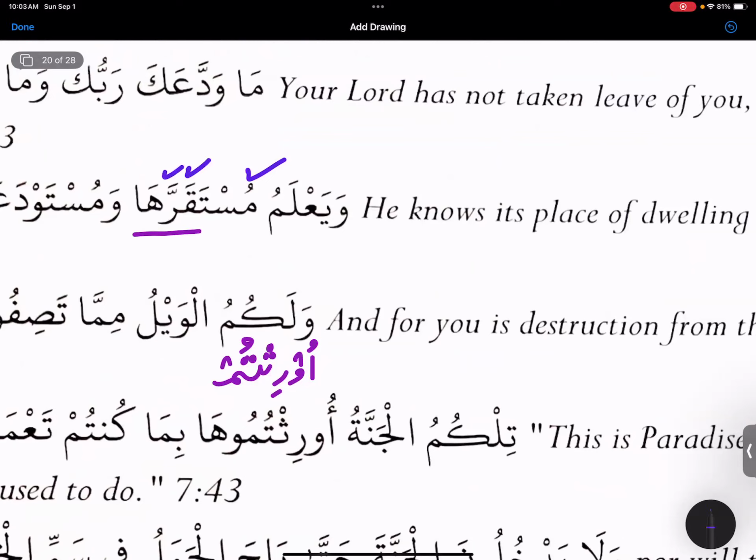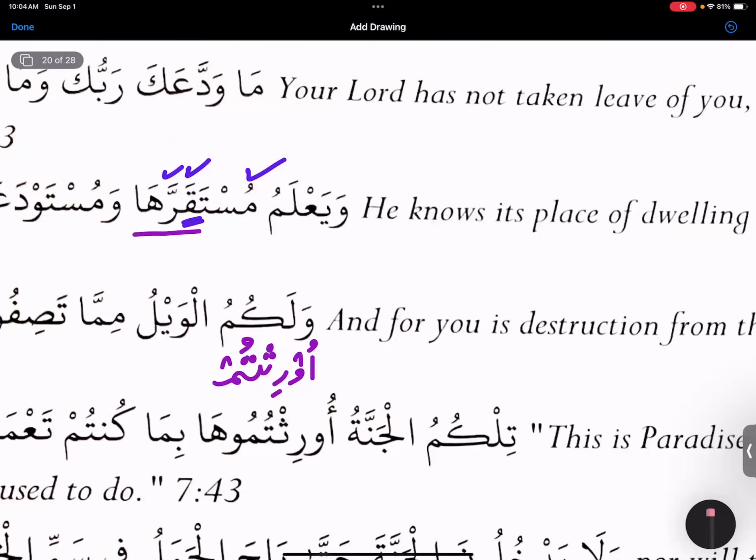Mustaqarra, and then basically now for our ism fa'il or ism maf'ul, right? We used to see the third root letter, the middle root letter, but in this case we're going to look at this kaf. Kaf has a fatha, so now we're going to say this is ism maf'ul. If it is mustaqirra, then it will be ism fa'il.